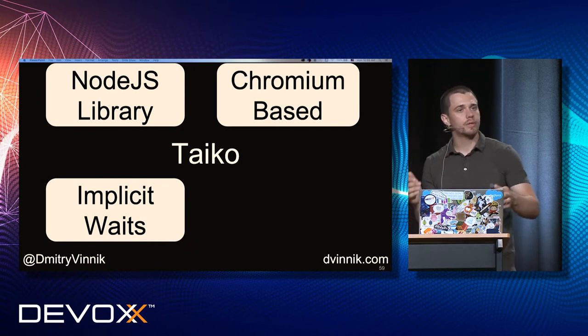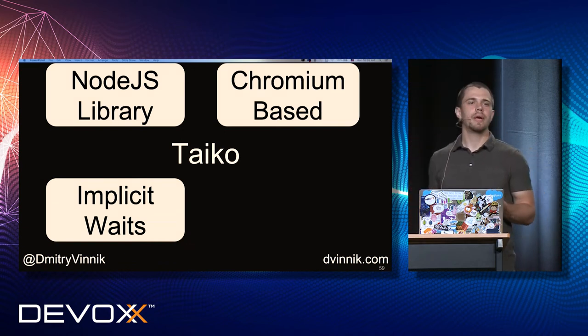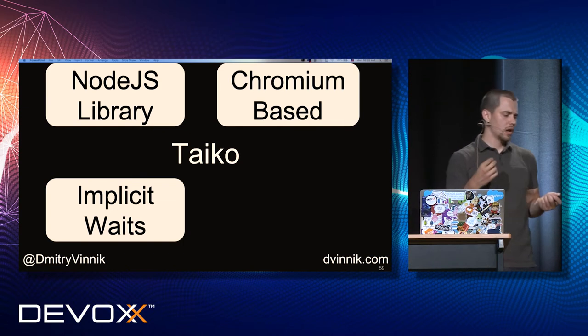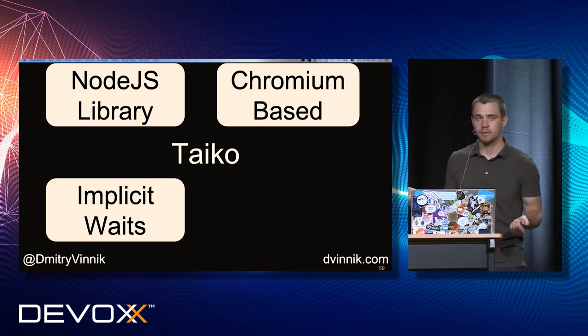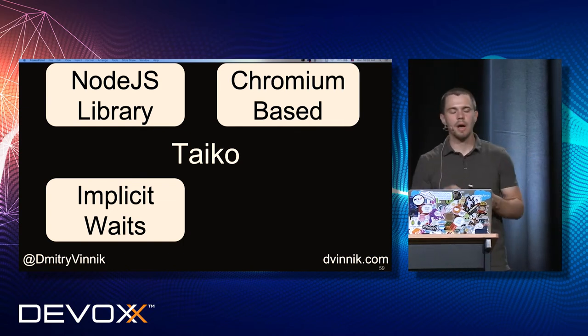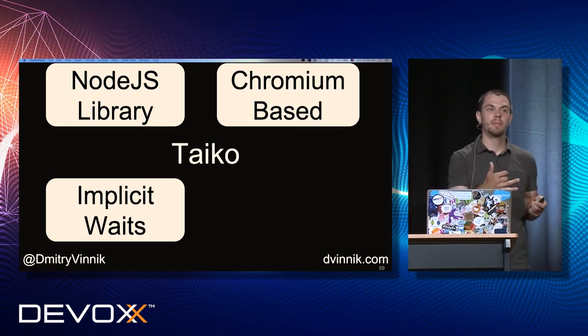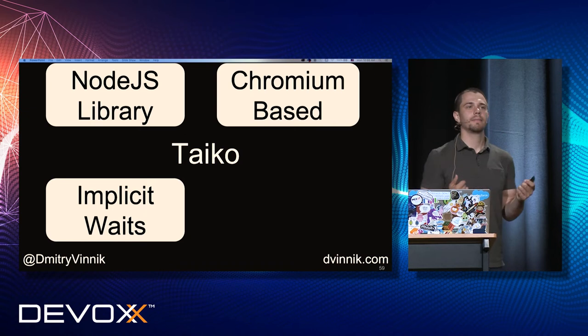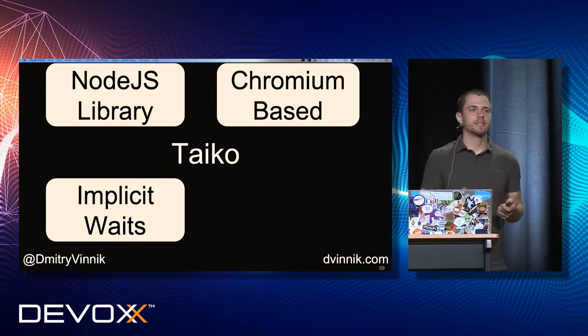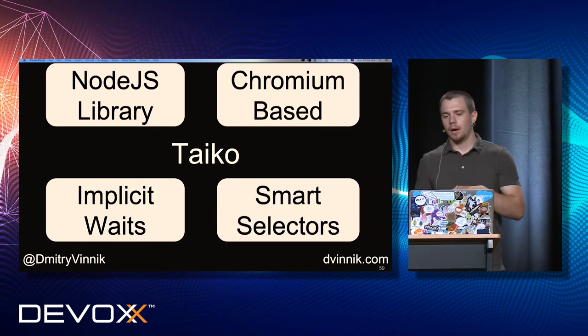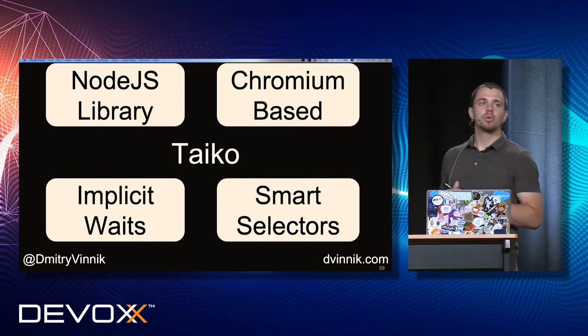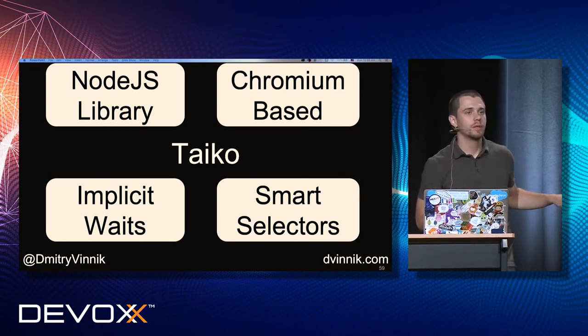What it does for you is implicit waits, the same way Cypress.io would, where it's waiting for XHR requests to complete for the most part, plus some other complex logic on the back end. Obviously, when you have streaming APIs that never complete, it might pose some problems, but there are ways to tackle it as well. And more importantly, it all comes down to these smart selectors, which I'll demonstrate in a second.